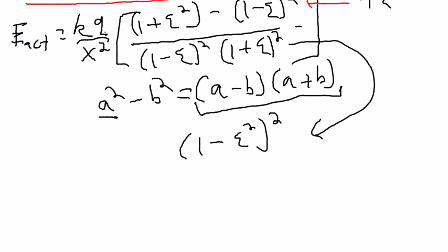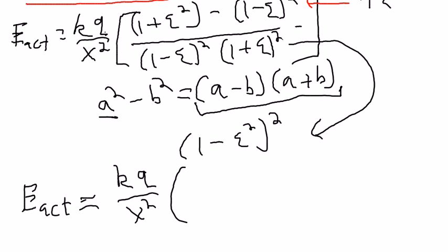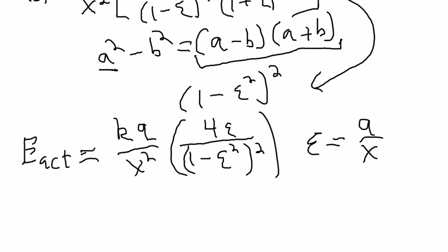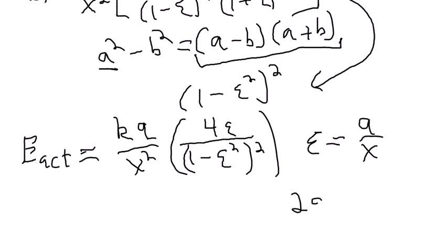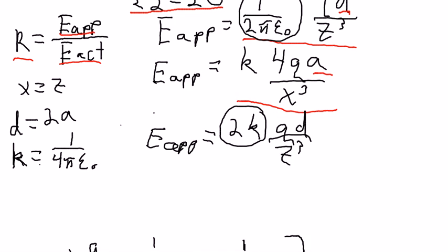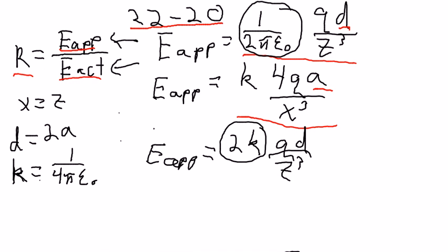So this entire E field can be rewritten as being equal to kq over x squared multiplied by 4 epsilon divided by 1 minus epsilon squared quantity squared. Now, if you recall in class, epsilon is just equal to a over x, and you can make the substitutions that we did earlier, where we know 2a equals d and x is just equal to z. You should be able to plug all of these things into this beautiful equation we have here and divide your two E fields, as we see up here, the approximate E field divided by the actual E field, to determine the ratio.